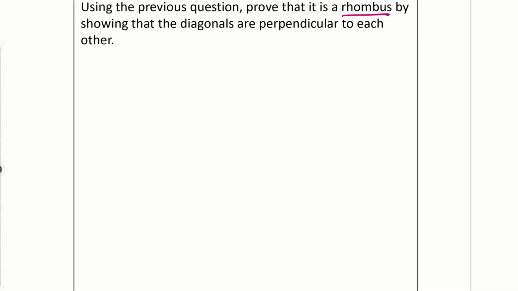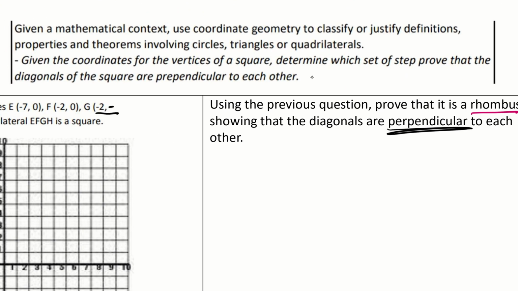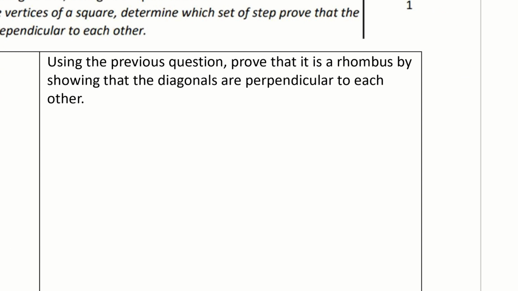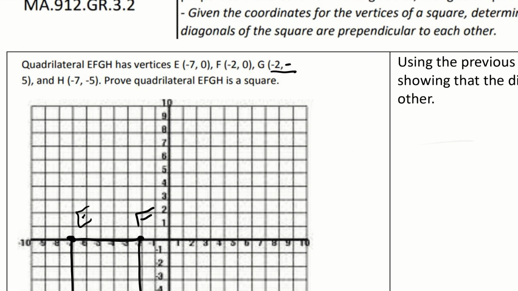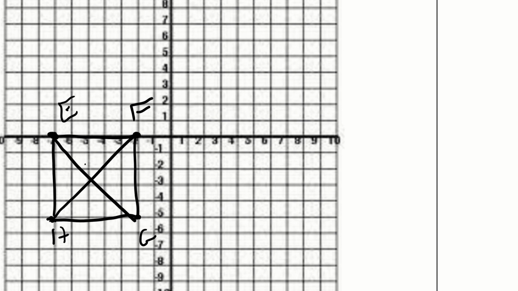So let's prove that it's a rhombus by showing that the diagonals are perpendicular. Why am I so focused on the perpendicular? Well, look over here. It says determine which set of steps prove that the diagonals are perpendicular. So we need to show you how to do that because that is what they're going to be focusing on for this standard. So first off, let's draw the diagonals. The diagonals are EG and HF. So we need to show that these are perpendicular.